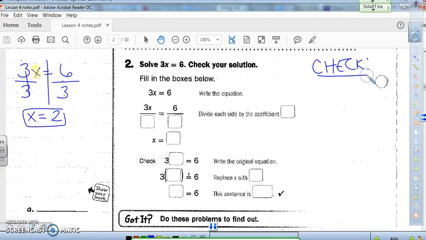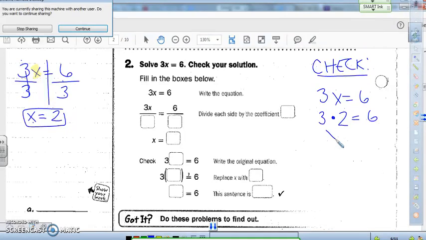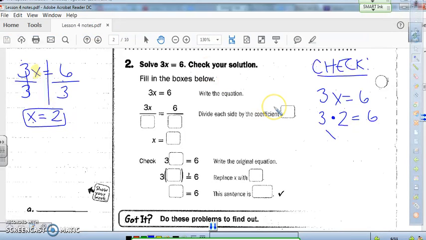Let's check. So anywhere I see an x, I'm going to be putting a 2. So 3x equals 6. The 3 and the x are touching, so that's 3 times x, which we thought was 2, hopefully equals 6. 3 times 2 is 6. So 6 equals 6. That checks out perfectly. All right, let's go down to the Got It's now.